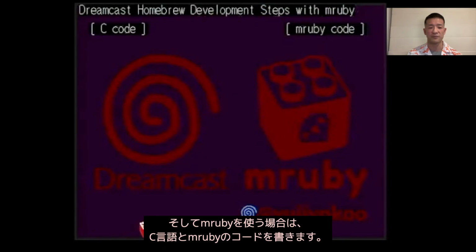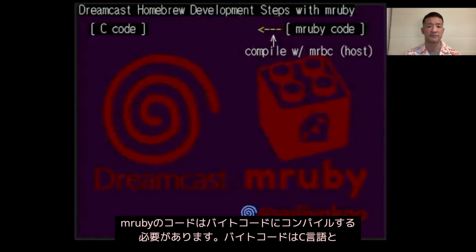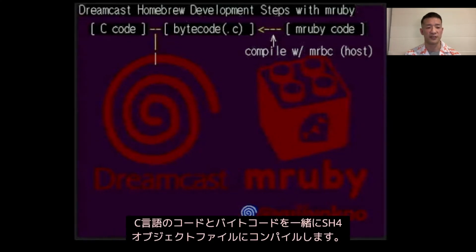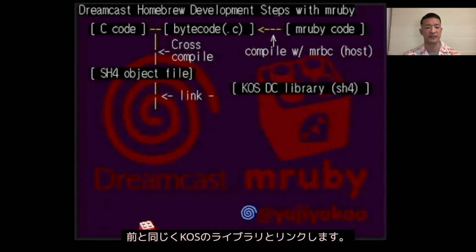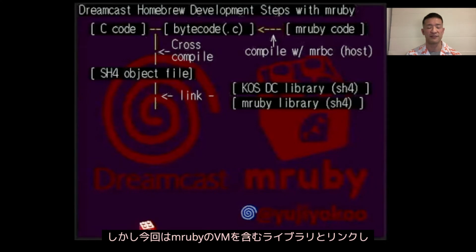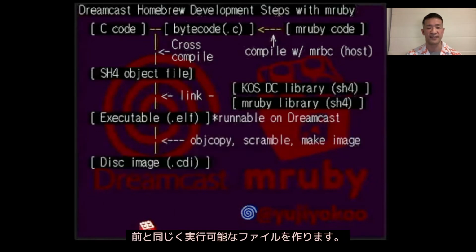And when you use mruby, you have to write some C, and then you have to write mruby, and then you have to compile mruby into the bytecode, and the bytecode is compatible with your C program, so you can put them together and cross-compile, and you get this SH4 object file. And from there you link against the library just like before, but also this time you have to link with the mruby library, which includes the VM, and then you get an executable, and from there it's the same process again.